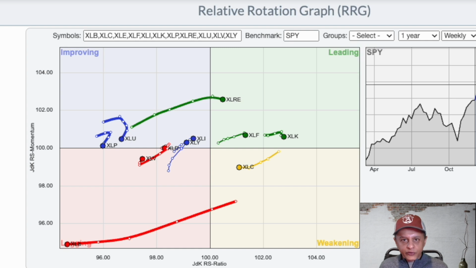But even if you're not a member, I think this should give you a lot of good information about how you can avoid making expensive mistakes by not going against the trend when the RRG charts are clearly telling you where the money is, or where the money is flowing.